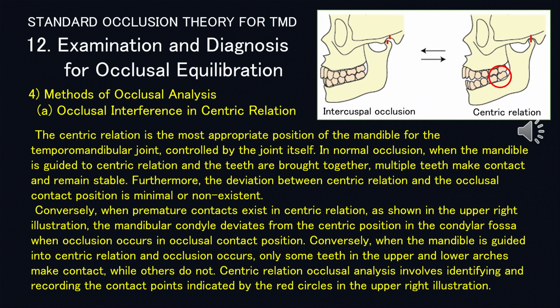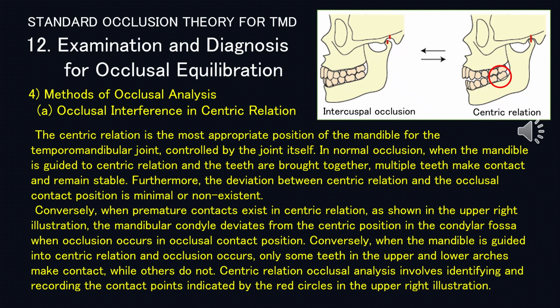4. Methods of occlusal analysis. A. Occlusal interference in centric relation. The centric relation is the most appropriate position of the mandible for the temporomandibular joint, controlled by the joint itself. In normal occlusion, when the mandible is guided to centric relation and the teeth are brought together, multiple teeth make contact and remain stable. Furthermore, the deviation between centric relation and the occlusal contact position is minimal or non-existent.